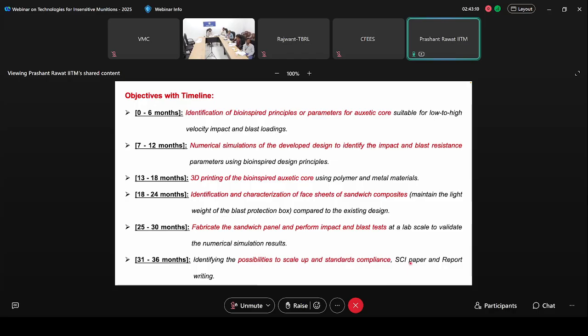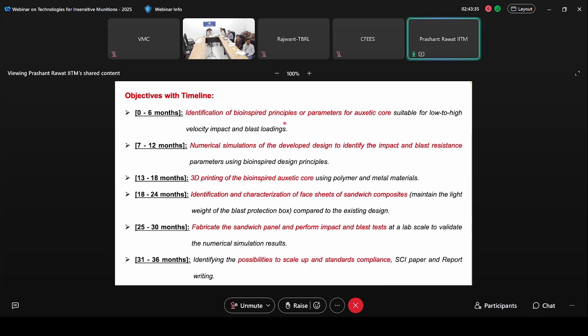So as per the proposal timeline, we have subdivided our proposal, 3 years of proposal, starting with a 6 month period, where identification of the principle as per the actual requirement of DRDO is going to be considered, and we are going to tailor the parameters which we have extracted as per the requirement, depending upon the loading conditions or situation.